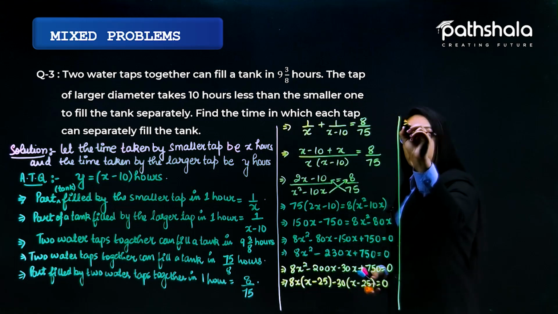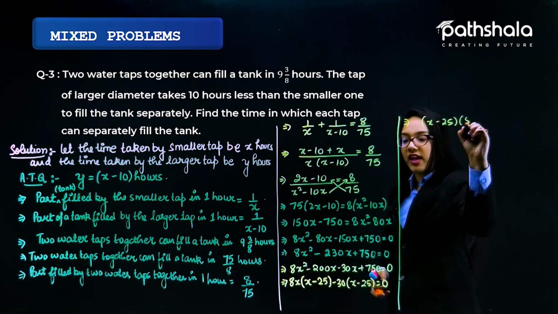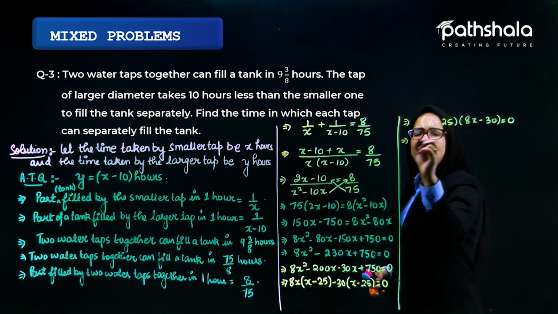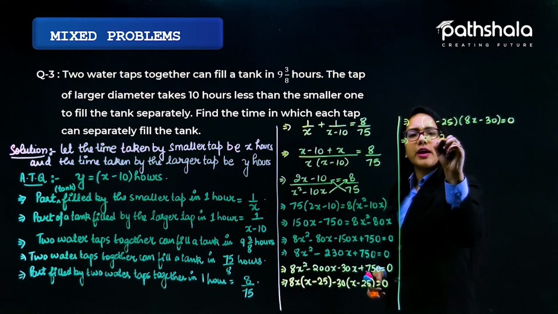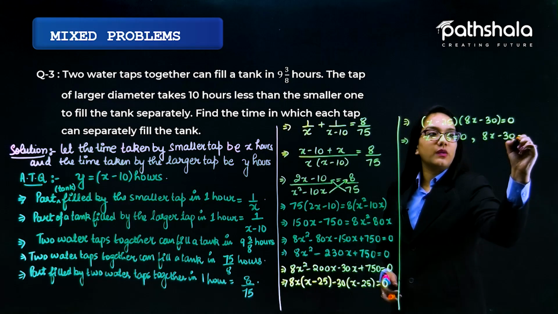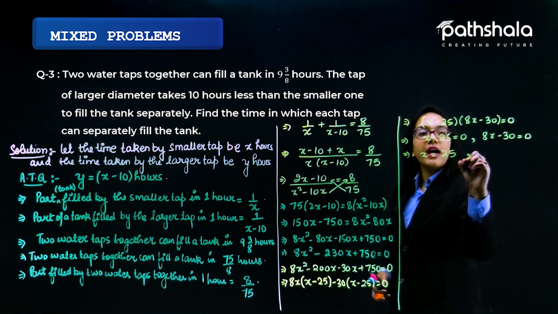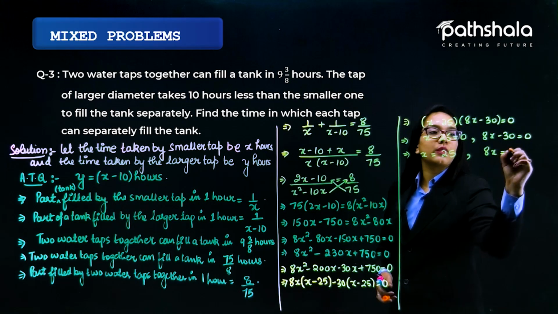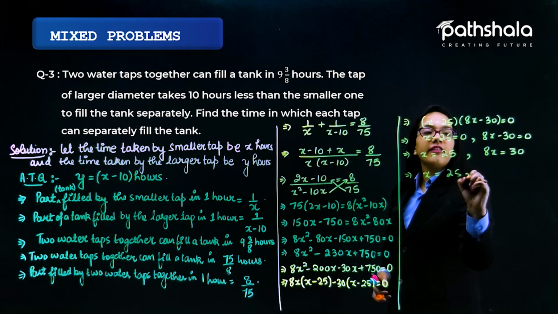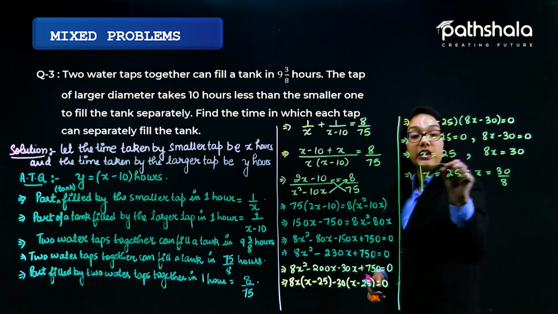It means we are getting the factors of this quadratic equation as (x − 25)(8x − 30) = 0. So let's take them equal to 0. So x − 25 = 0. Further, 8x − 30 = 0. If we solve it, this would be x = 25 and 8x = 30, and at the end x = 25 and x = 30/8. Both of these values we are getting.